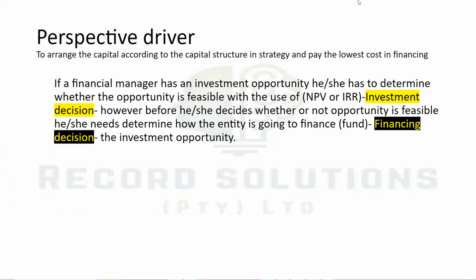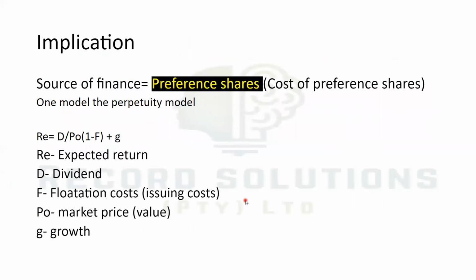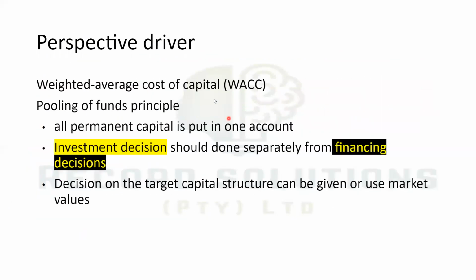So I think we'll continue. Okay, so back here. Like I said, all permanent capital, and I'll explain what this permanent means, is put into one account, right? That's this principle. All is put into one account, and investment decisions are done separately from financing decisions. The reason I'm saying they are put into one account is that it doesn't matter whether that money comes from equity holders or from a loan, right?